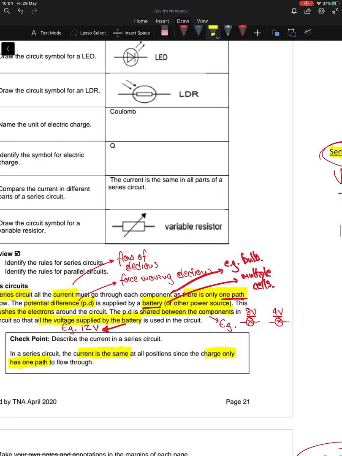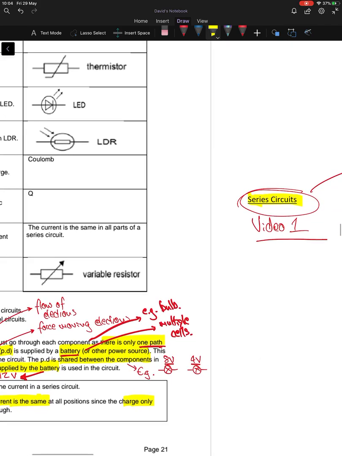Now, we have looked at a video before on series circuits, and you'll see in the comments and the description below there is a YouTube link to a series circuit video. So if you want to recap any of the information we've already done on series circuits, pause the video, go click on that link, watch this one, take any notes, and then we'll just review those notes in a moment.